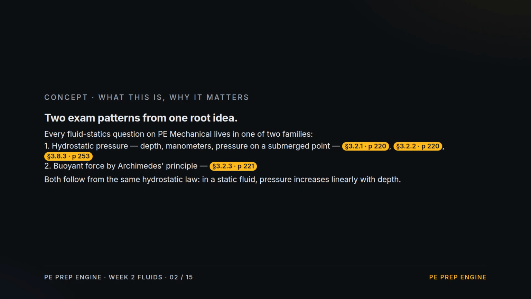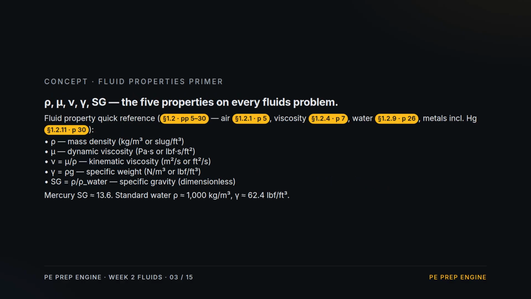In a static fluid, pressure rises linearly with depth. 5 properties on every fluids problem. Rho, mass density. Mu, dynamic viscosity. Nu, kinematic viscosity, mu over rho. Gamma, specific weight, rho times g. And specific gravity, density relative to water. Mercury sits at 13.6. The property tables live in Handbook, Chapter 1.